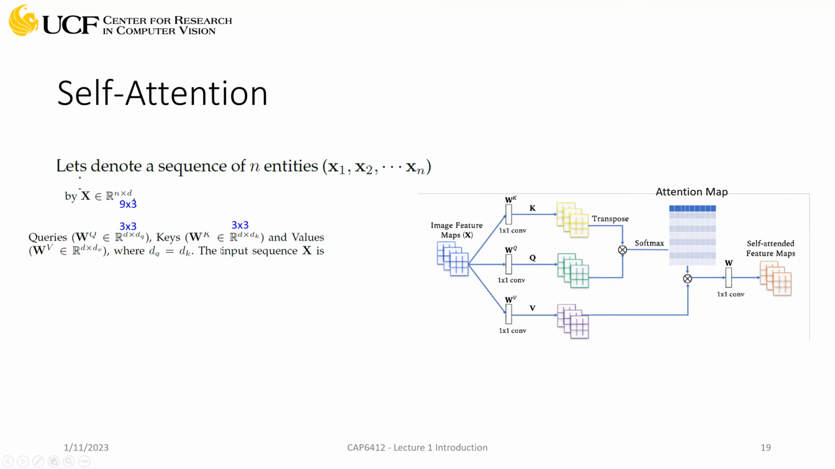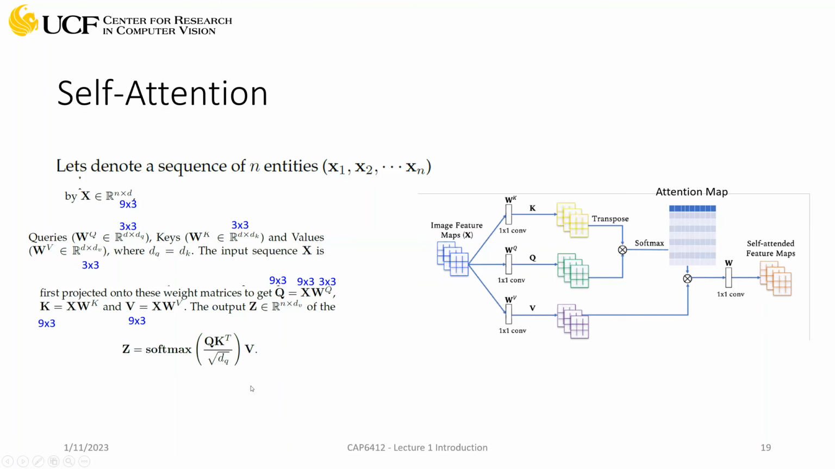And in the same way, WK is 3 by 3, and WV is also 3 by 3, okay? So we'll multiply these. X is 9 by 3, as you see here, and WQ is 3 by 3. Therefore, we will get 9 by 3. That will be the Q matrix. That's very simple. In the same way, K will be 9 by 3 and V will be 9 by 3. It's exactly the same.